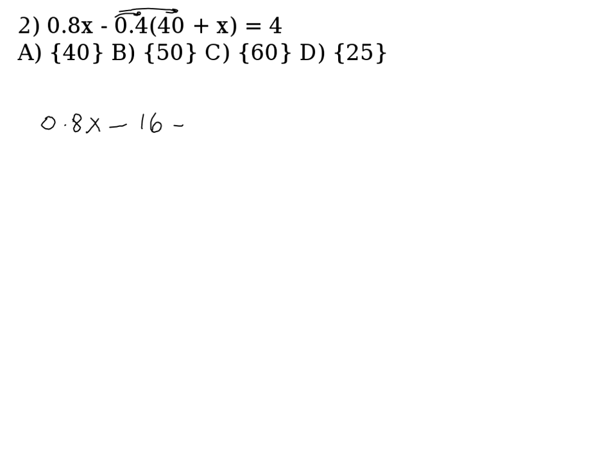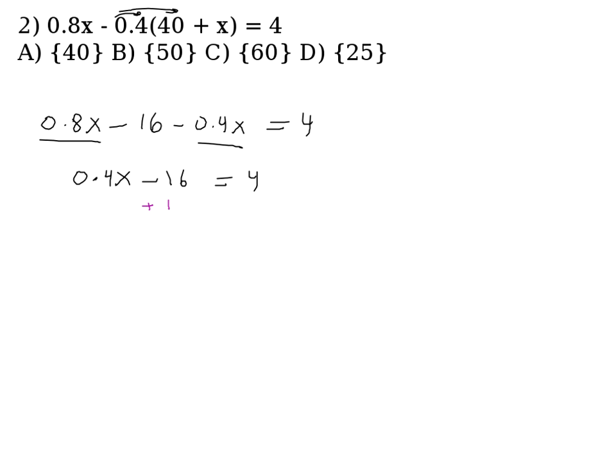Then here would be minus 0.4x is equal to 4. So we need to combine like terms. If I combine like terms, what do I get on the left hand side? 0.8 minus 0.4 gives me 0.4x. To solve for x, we need to isolate x.